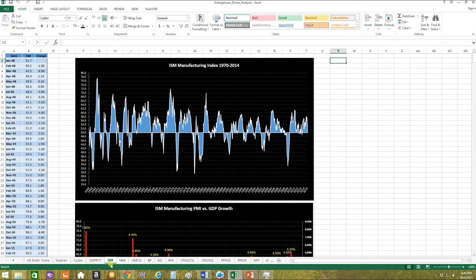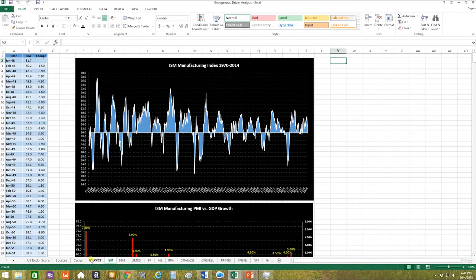And right now we're on the ISM tab. And if we just run through the sheet from the left-hand side, the first tab we have here, the first spreadsheet, is the US endogenous score. We're going to be looking at that right at the end of the endogenous analysis. Here we have our sources. Our sources are basically where we're getting the information from. We also have cycles. So these are the recessionary periods in the United States since World War II.